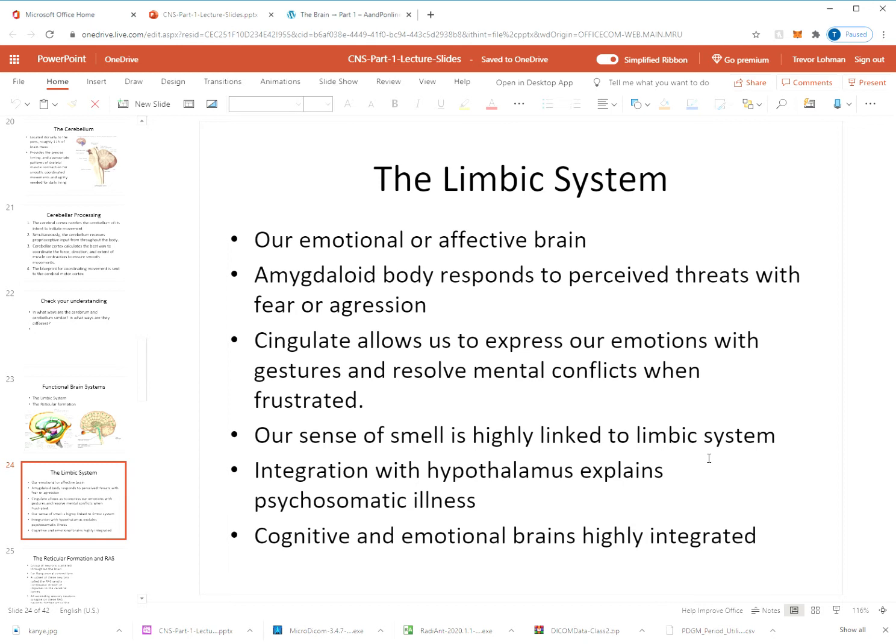I'm sorry. The cingulate allows us to express our emotions with gestures. Isn't that interesting that we have a specific part of our limbic system that allows us to add emotional context to our words with gestures? That's pretty cool.